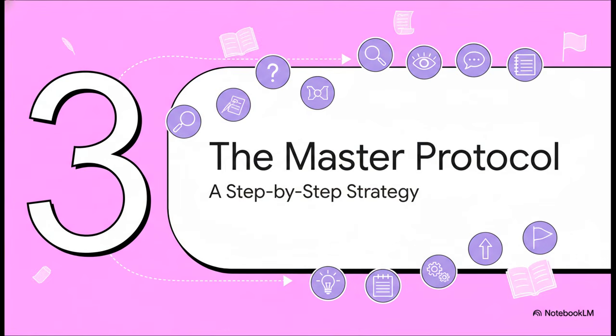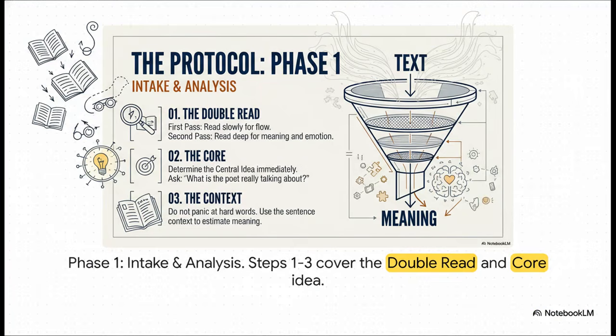All right, now that we know the kinds of questions, we need a solid plan. I'm going to give you a master protocol, a simple 9-step method that'll help you break down any unseen poem you face. Phase 1 is all about intake and analysis, basically understanding the poem. It starts with the double read. You read it once to get a general idea, and a second time to really understand the meaning. Then you find the core, which is just the central idea. And finally, you use the context to figure out any difficult words by looking at the lines around them.